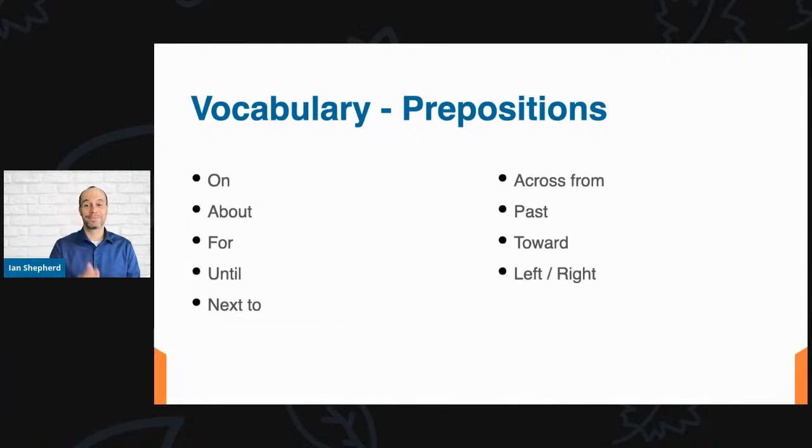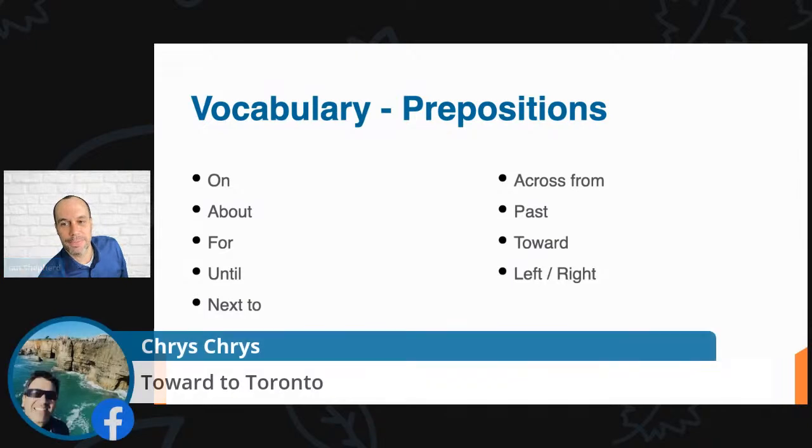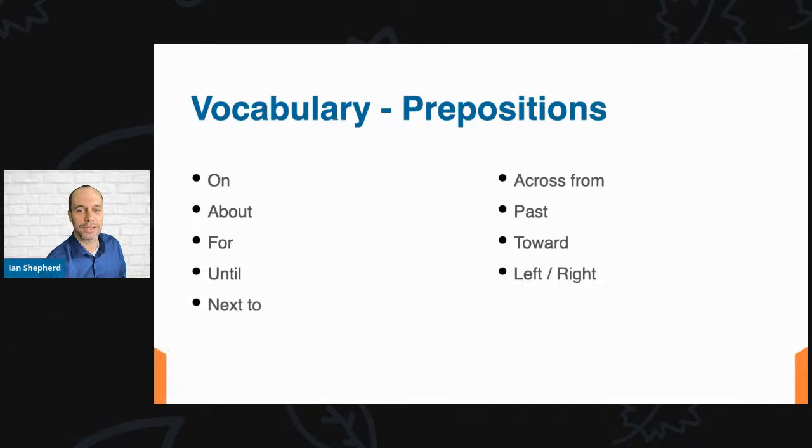Okay. Yes, Chris. Chris is back toward Toronto. Very good. Just don't say to. Just say toward Toronto. Because actually toward has the word to in it. Right? Toward has the word to. So don't need to say toward to a place. So just say toward Toronto, but you're exactly right, Chris.